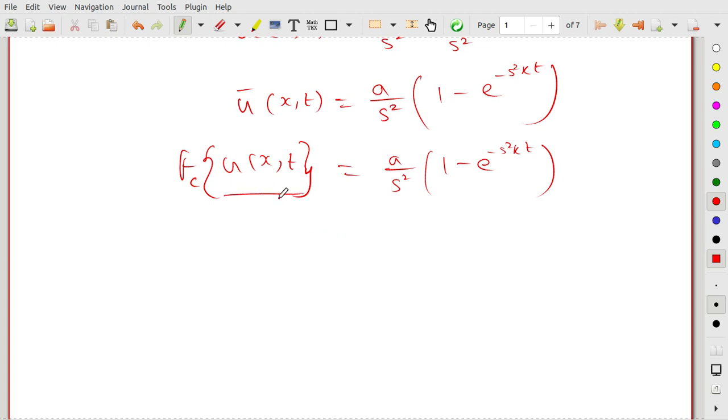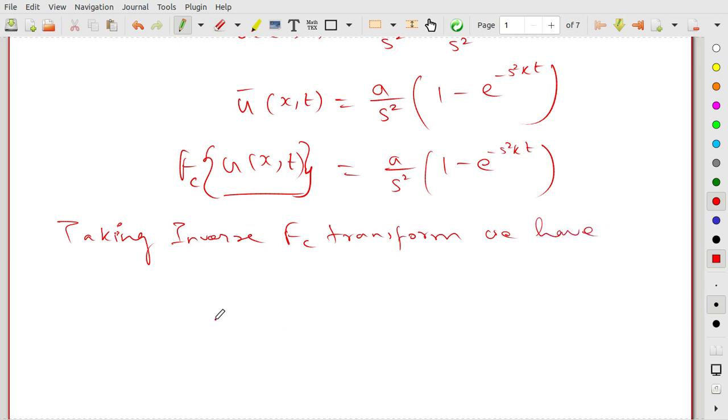So we need u. So u of x comma t is the solution. For that we have to take the inverse cosine transform. So taking the inverse Fourier cosine transform, we have u of x comma t equals a into integral 0 to infinity.